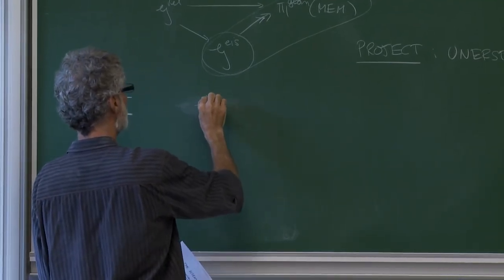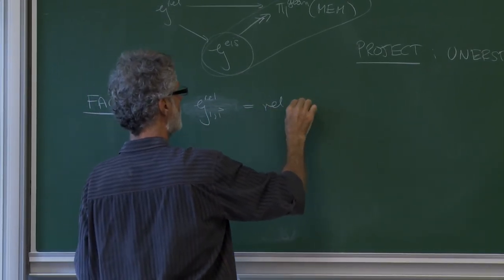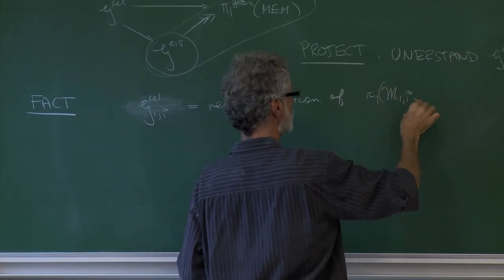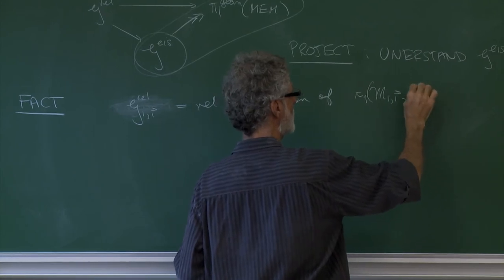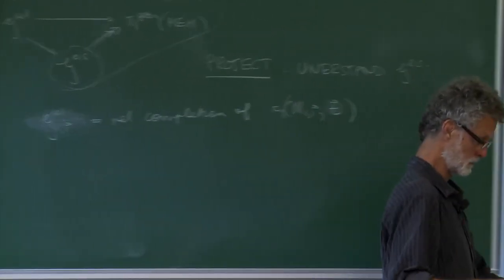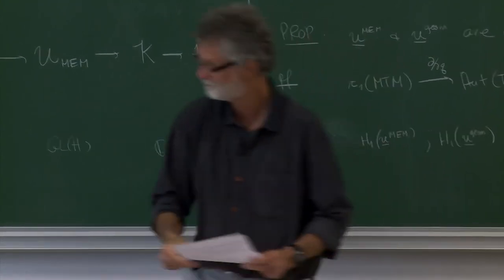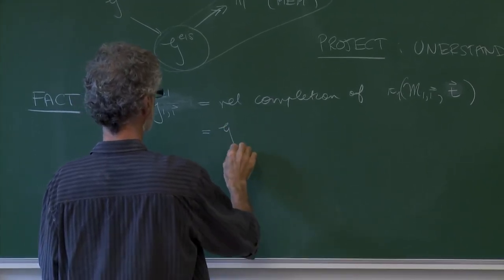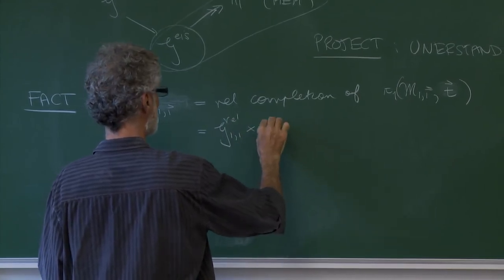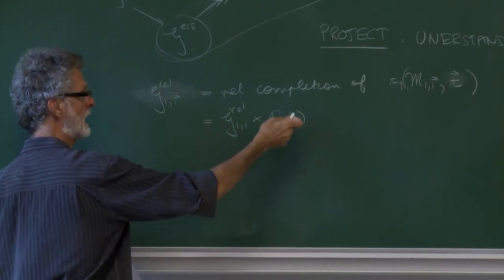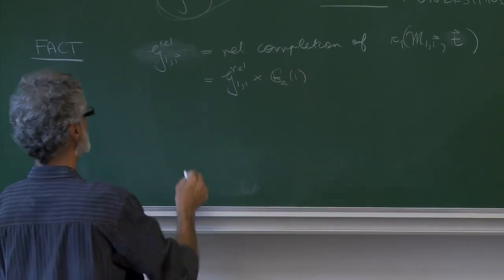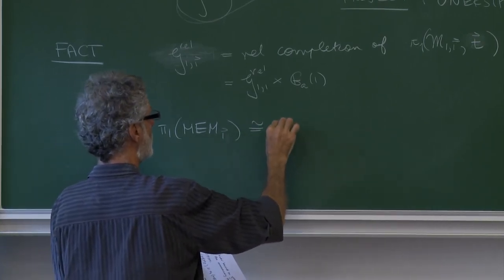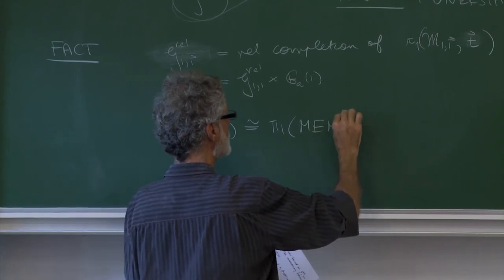So if I look at G rel, and I'll call it 1 vector 1, this equals the relative completion of pi 1 of M 1 vector 1, d/dq, well, appropriate base point here. I'll write this here. I'll call it G 1 1, crossed with what I'll call GA of 1, just a copy of GA, but the corresponding Hodge structure is of type minus 1, minus 1. And I also want pi 1 of MEM, 1 vector 1, is isomorphic to pi 1 of MEM, the usual one, crossed GA of 1.